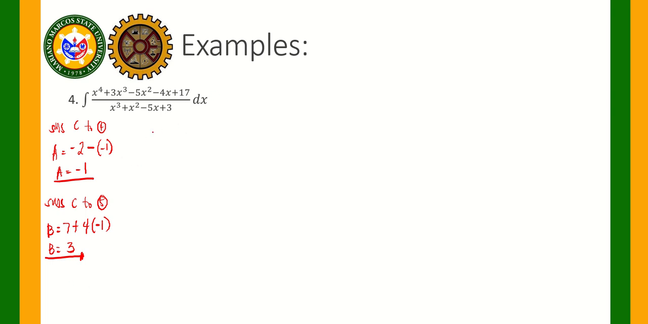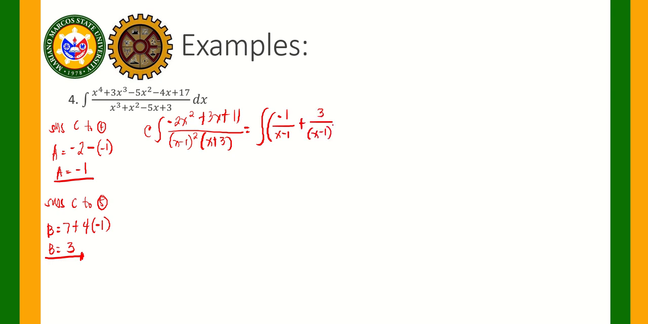At ano pa lang tayo? At the integral of negative 2x squared plus 3x plus 11 all over x minus 1 squared times x plus 3 is equal to the integral of what is our a, that is negative 1 over x minus 1. Tapos yung b natin is 3 all over x minus 1 quantity squared. Ayan. And then yung c natin is negative 1 over x plus 3.